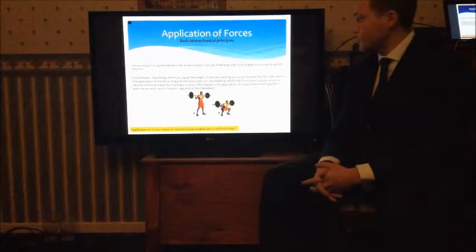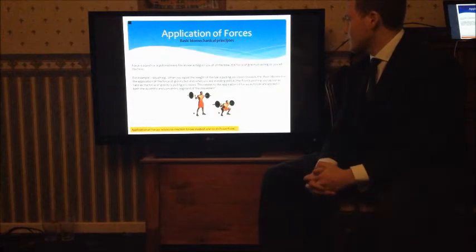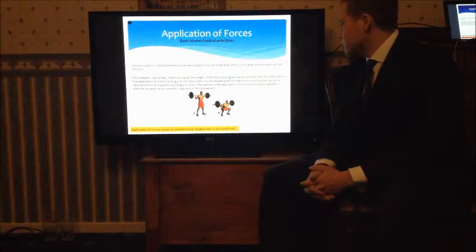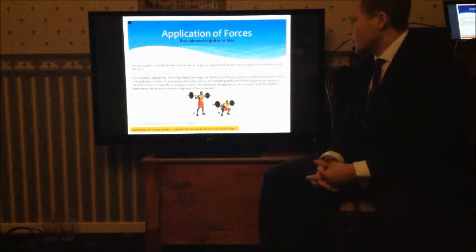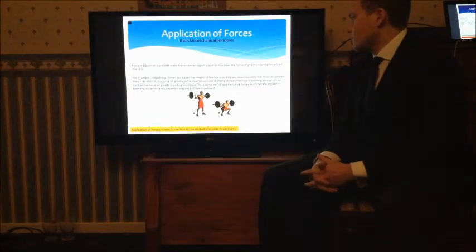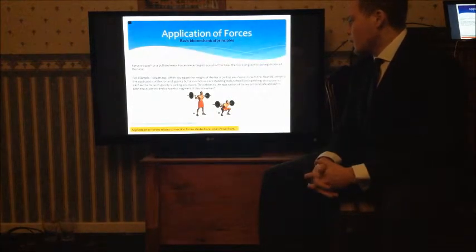On this page I'll be covering the application of forces, which is a basic biomechanical principle. Force is a push or pull, and many forces act on you all of the time. The force of gravity acts on you all of the time. For example, in sport, when you squat, the weight of the bar is pulling you down towards the floor, which is seen in image B, an application of the force of gravity. But also when you're standing still, seen in image A, the floor is pushing you up just as hard as the force of gravity is pulling you down. This relates to the application of forces, as forces are applied in both the eccentric and concentric segments of the movement. The application of forces relates to reaction forces studied later on in this PowerPoint.